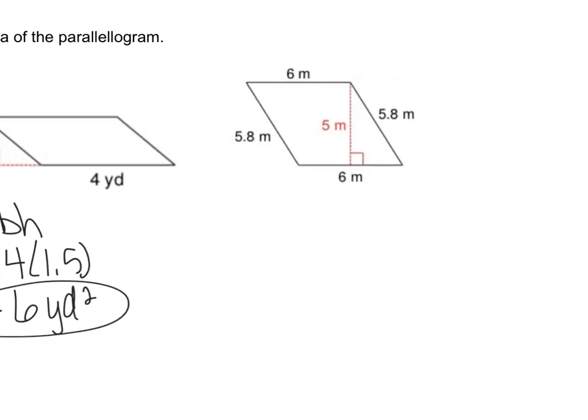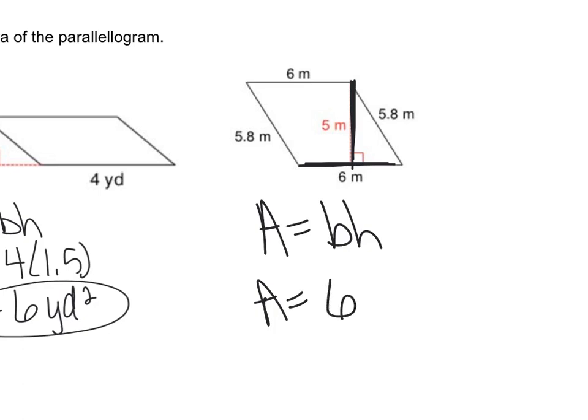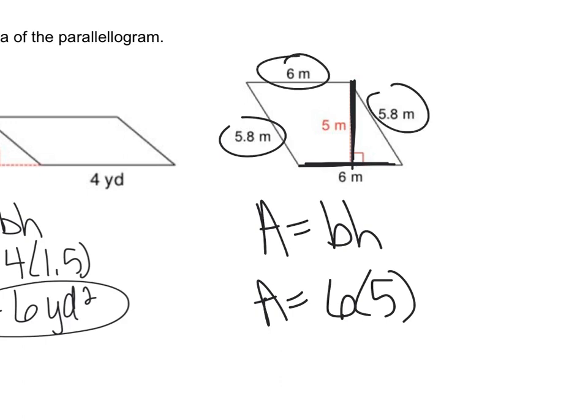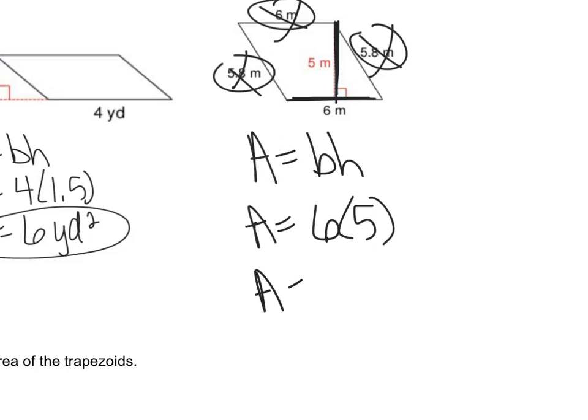Okay, this one has some extra information on it, so we need to figure out which pieces of information we need. Our formula is still base times height. Our base and our height are always perpendicular to each other. So if you're looking at your picture, this and this are the two sides that are perpendicular to each other. Those are the only numbers that you need. So the area is the base, which is 6, times the height, which is 5. The rest of this information you do not need. So our area is just 30 meters squared.